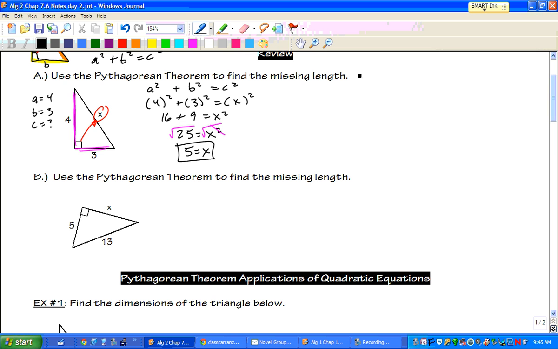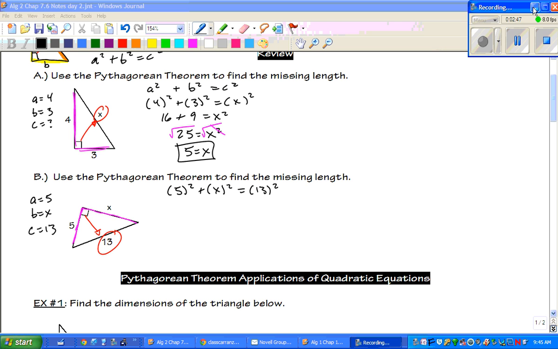Now for B, we're doing the same thing. Just make sure you can see which ones are the legs and what's the hypotenuse. Okay? So for this one, they tell us it doesn't matter if it's A or B, where you put the x, but the C is 13. So we have 5 squared plus x squared equals 13 squared. And I want you guys to pause the video and see if you can figure this one out. All right. Good luck.